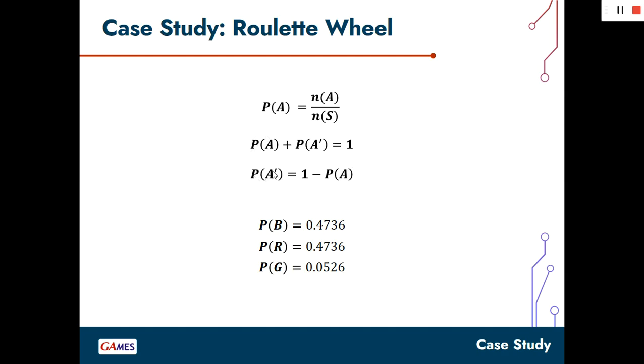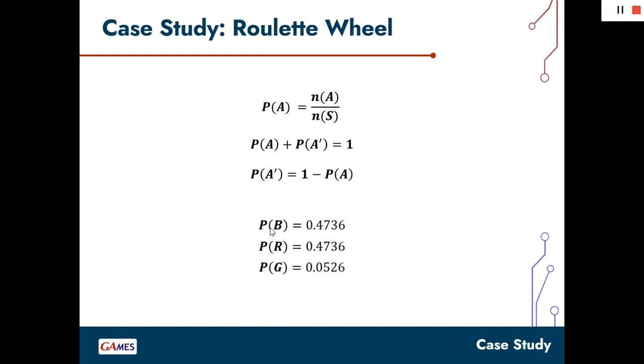You can work your way to reverse this equation to arrive at either the probability of A prime or the probability of A. So depending on the information you have and what you're trying to compute, you can arrive at either of the two probabilities simply by subtracting the other probability from 1.